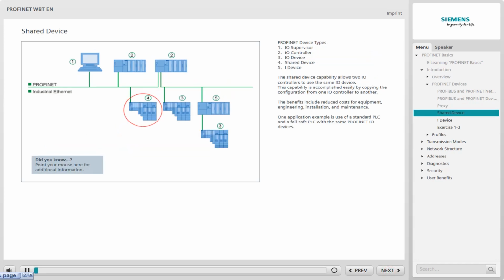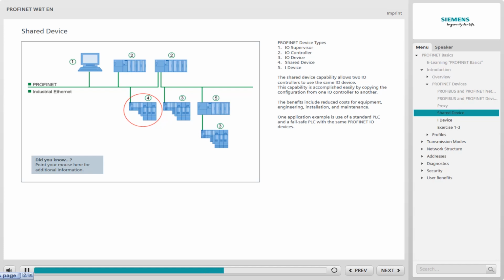The PROFINET device types previously described have been part of the system since its inception. Later innovations added to the PROFINET I/O capability include two new device types, shared device and iDevice. As the accompanying illustration shows, the shared device capability allows two I/O controllers to use the same I/O device. This capability is accomplished easily by copying the configuration from one I/O controller to another. The benefits of this approach are reduced costs for equipment engineering, installation, and maintenance.